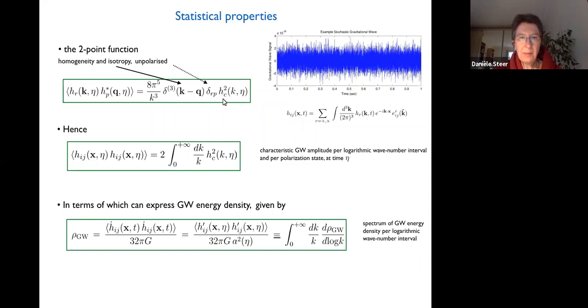So in terms of this h_c, we can go back to the correlator in real space. So you can calculate this 2-point function in real space with the same indices ij. And it turns out, because of the factors of pi which have been correctly chosen and the factors of k which have been correctly chosen, that this turns out to be an integral dk over k, so d log k, of h_c squared. So you can think of h_c as the characteristic gravitational wave amplitude per logarithmic wave number interval and per polarization state at time eta.